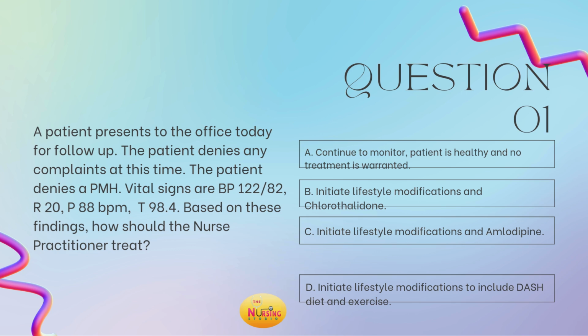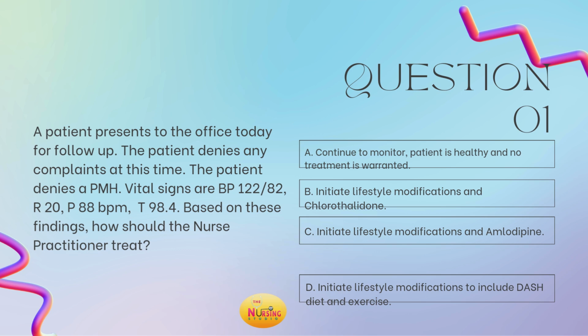A patient presents to the office today for follow-up. The patient denies any complaints at this time. The patient denies any past medical history. Vital signs are blood pressure 122/82, respirations 20, pulse is 88 beats per minute, and the temperature is 98.4 degrees. Based on these findings, how should the nurse practitioner treat?